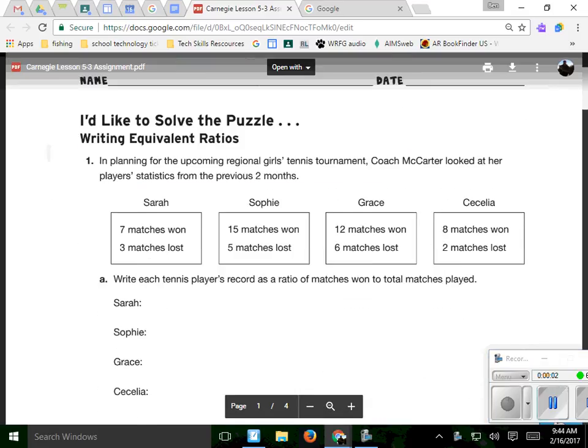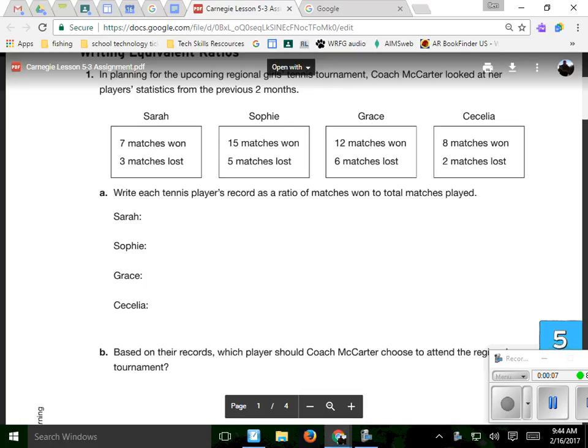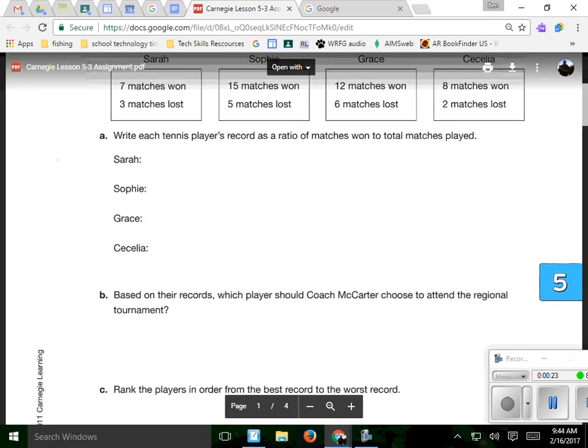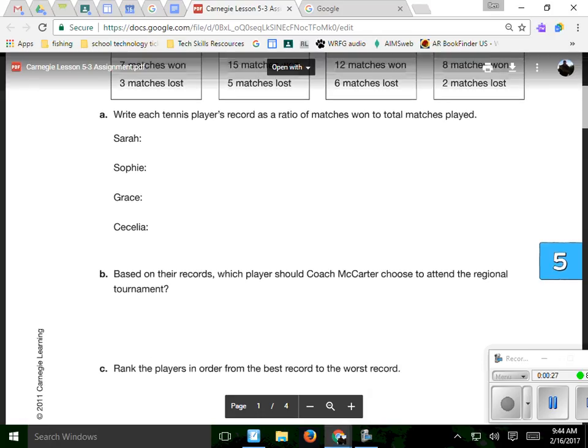In planning for an upcoming regional girls tournament, Coach McCarter looked at her player statistics from the previous 2 months. Sarah played 10 matches, won 7, lost 3. Sophie won 15, Grace won 12, Cecilia won 8. First thing we got to do is write each tennis player's record as a ratio of matches won to total matches played.